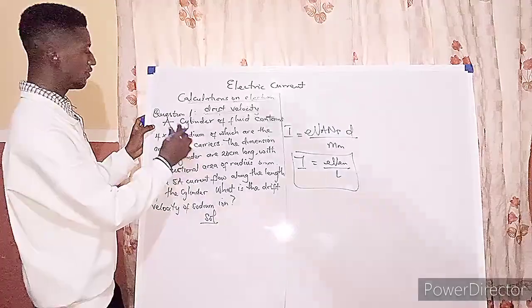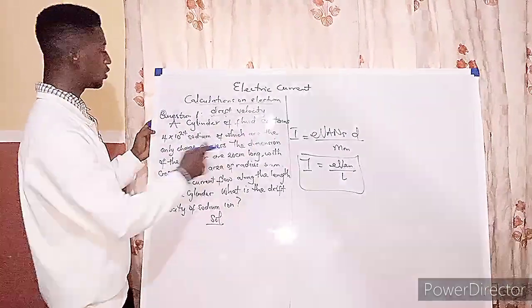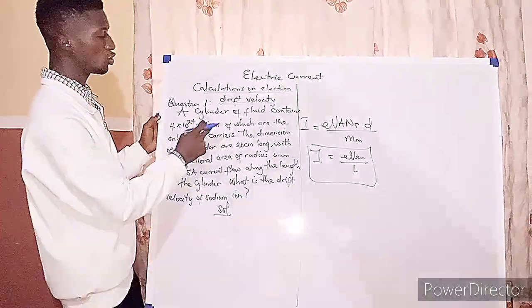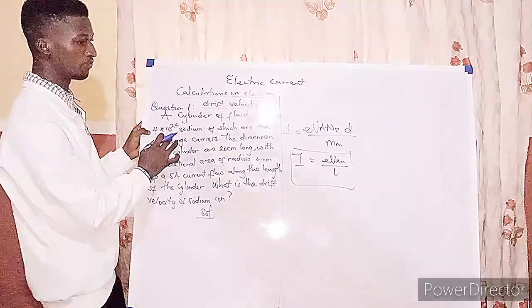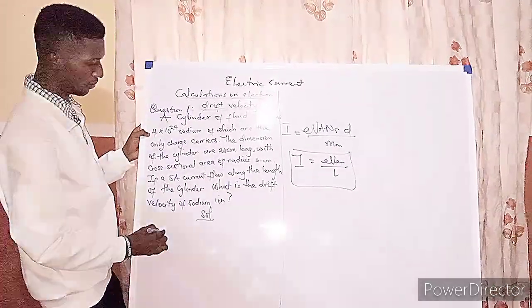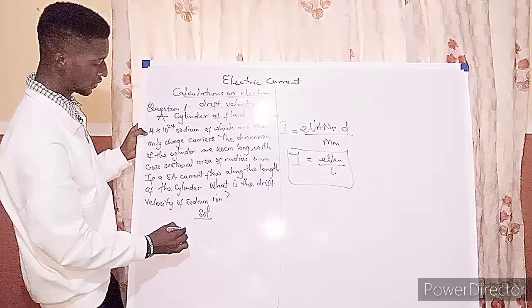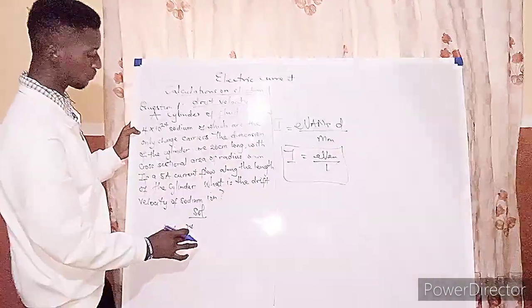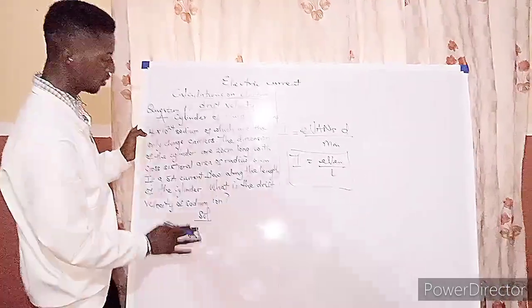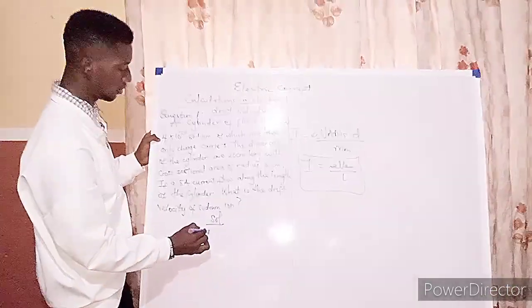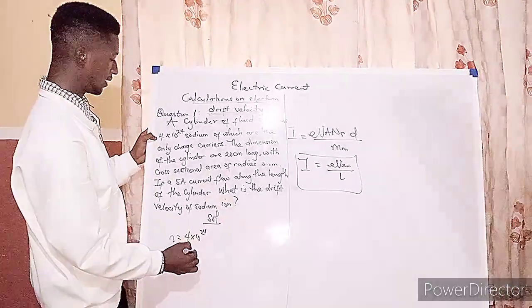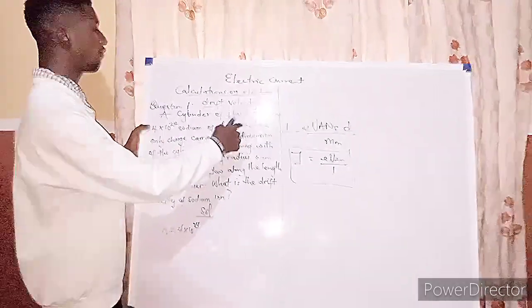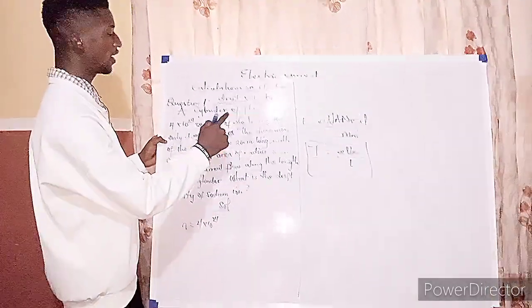The first one given here: a cylinder of fluid contains 4 times 10 to the power 24 sodium atoms. So this is the number of atoms, and that is N. The number of atoms is 4 times 10 raised to the power 24 atoms. That's the number of atoms of sodium, which are the only charge carriers.